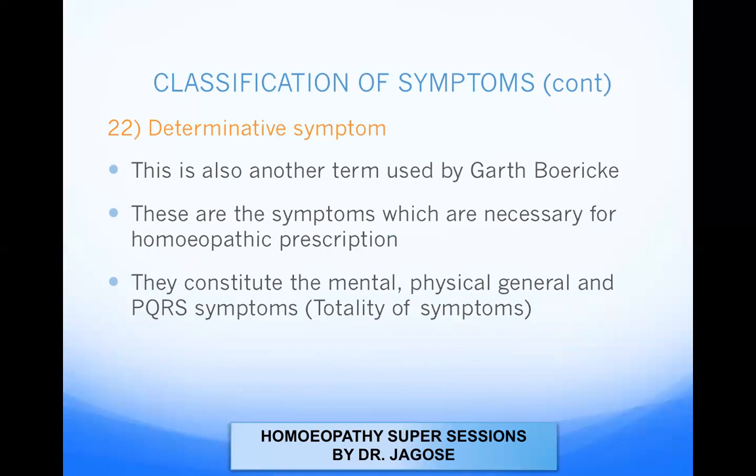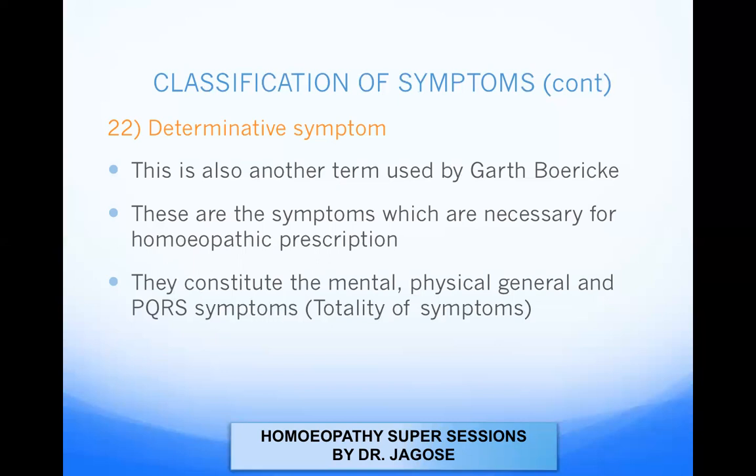Now, determinative symptoms. This is also another term used by Boericke. These are symptoms which are necessary for the homeopathic prescription. So determinative symptoms, as the name suggests, determine the homeopathic prescription. They constitute the mental, physical general, and the PQRS symptoms, that is the totality of symptoms. So, as you all know, the totality is formed on the mental, the physical generals, and the PQRS symptoms. So the totality which is formed on a characteristic level, on the mental and physical level, the particulars, and the pathology will help you to determine the totality, known as the determinative symptoms.